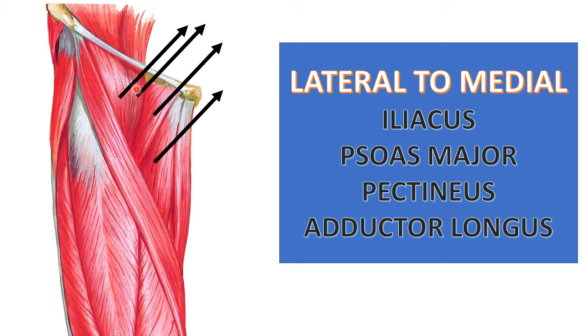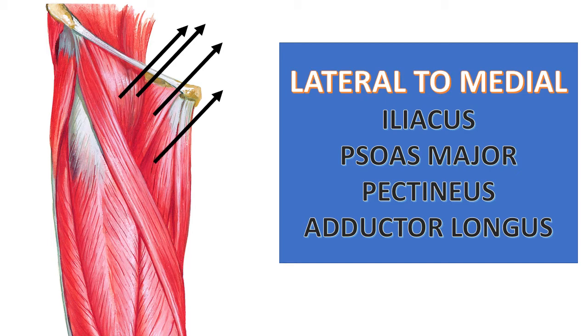So remember the floor from lateral to medial. Iliacus, medial to the iliacus, psoas major. Medial to the psoas major, we can identify the pectineus. Medial to the pectineus, we can identify adductor longus. So these are the floor contents.